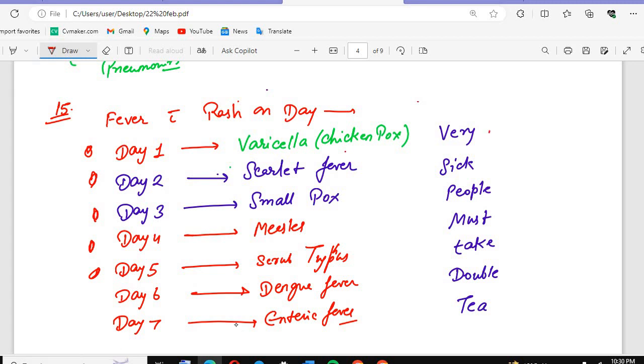So, the very sick people must take double T. V for varicella, S for scarlet, P for smallpox. Remember, we have smallpox, and smallpox is eradicated from the world. Measles, scrub typhus, dengue fever, enteric fever. That you need to remember.